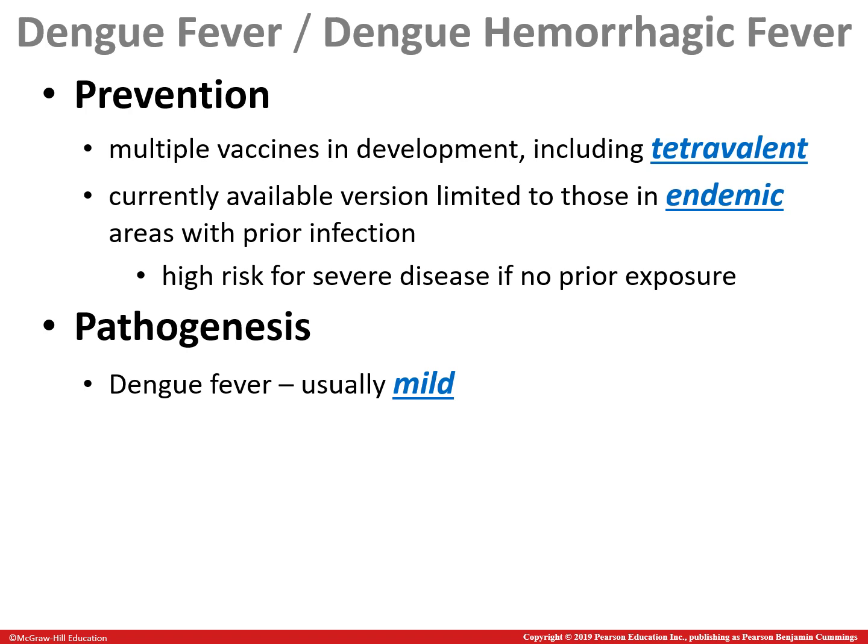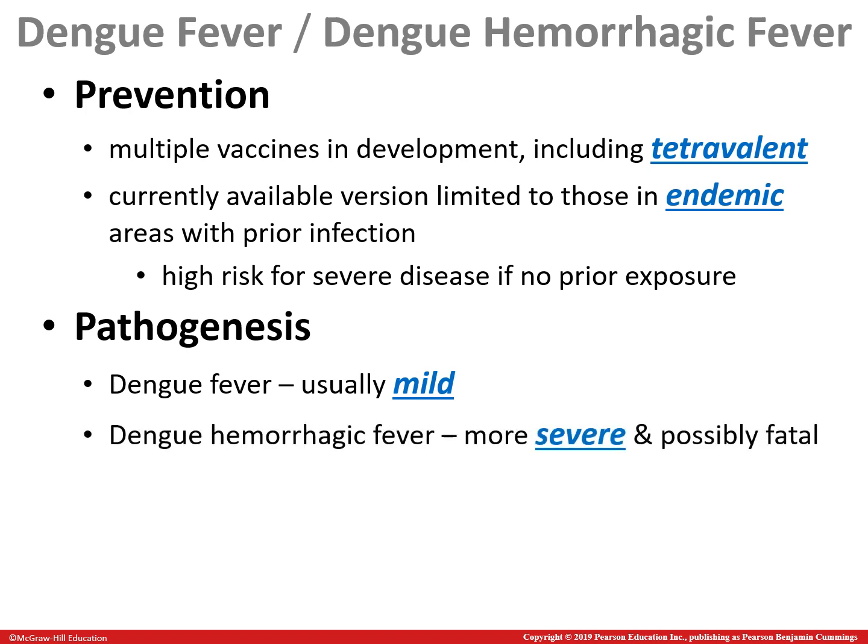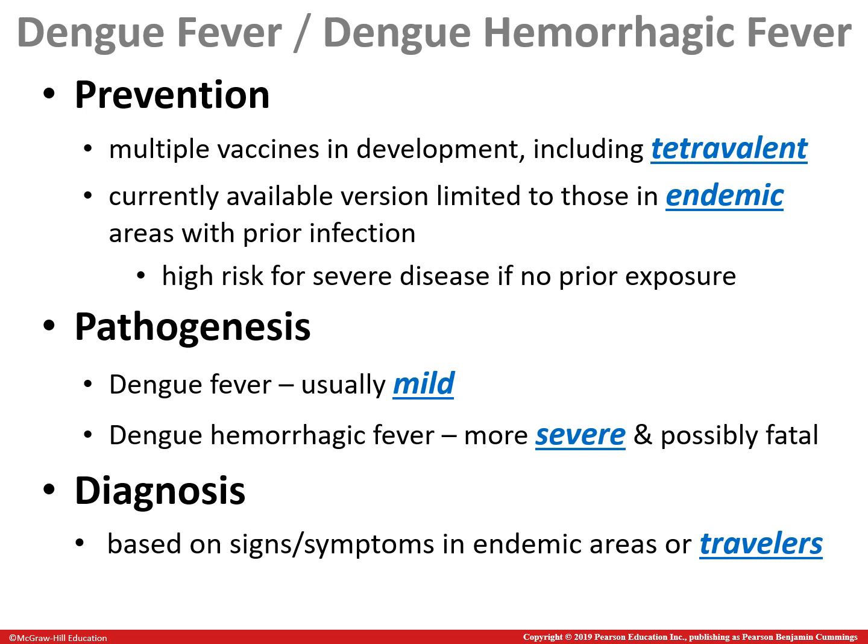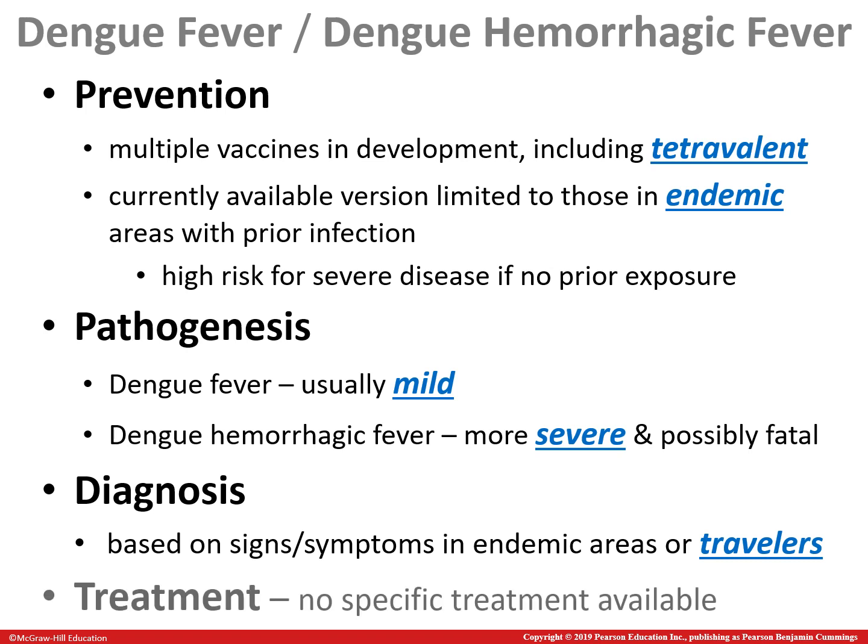But fortunately, dengue fever, the initial version of the disease, is usually fairly mild. It's really the hemorrhagic form that we worry about. It's much more severe and possibly fatal. And so diagnosis really depends on characteristic signs and symptoms, or knowing that you've been traveling to an area that is endemic. And again, there are no known antivirals, so really no specific treatment, just supportive therapy. Avoiding mosquitoes is really the key.